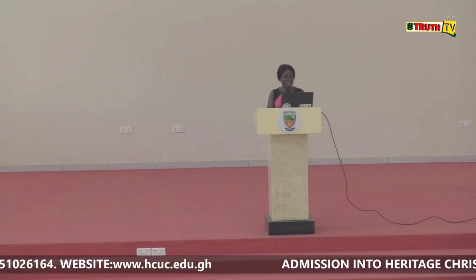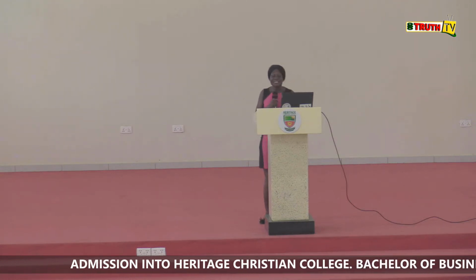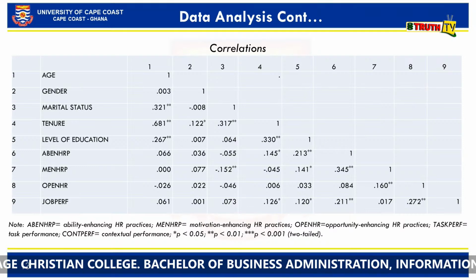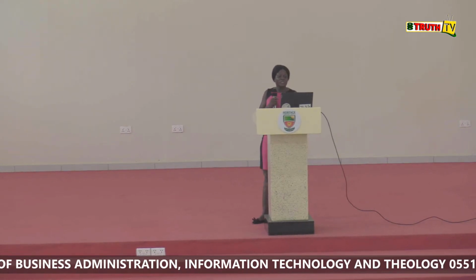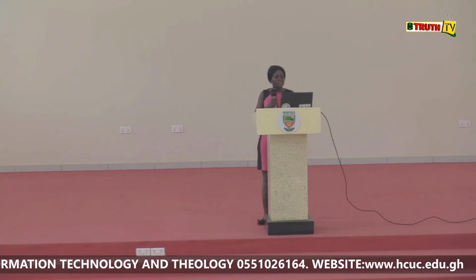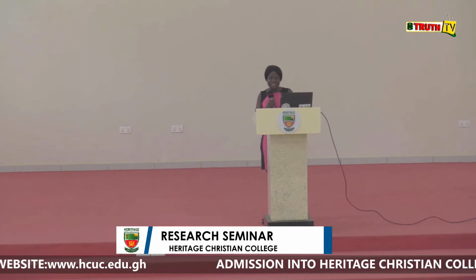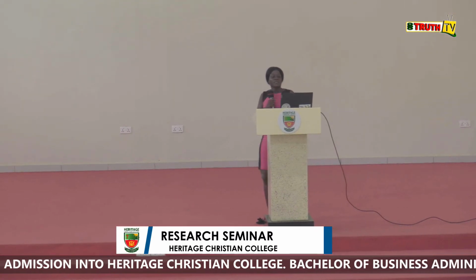For my correlation analysis, 9 is the job performance, and I'm looking at the relationship. 6 is ability enhancing HR practices, 7 is motivation enhancing HR practices, and 8 is opportunity enhancing HR practices. When I take 6 to 9, the relationship is positive and significant. When we say significant, the 2 stars mean significant. Then we have 7, matching on to job performance. It wasn't significant. And the opportunity enhancing, that one too was significant.